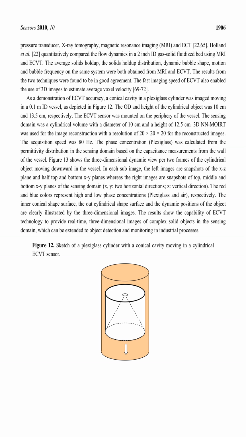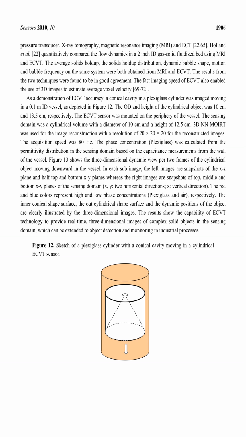As a demonstration of ECVT accuracy, a conical cavity in a plexiglass cylinder was imaged moving in a 0.1 meter ID vessel as depicted in Figure 12. The OD and height of the cylindrical object were 10 centimeters and 13.5 centimeters respectively. The ECVT sensor was mounted on the periphery of the vessel. The sensing domain was a cylindrical volume with a diameter of 10 centimeters and a height of 12.5 centimeters.